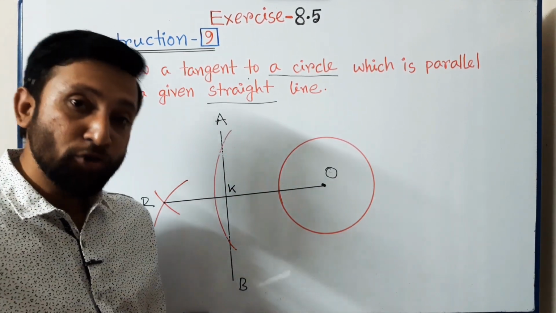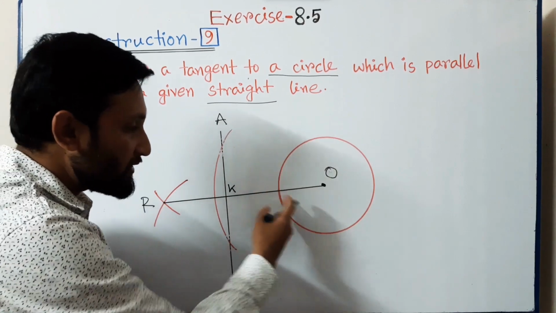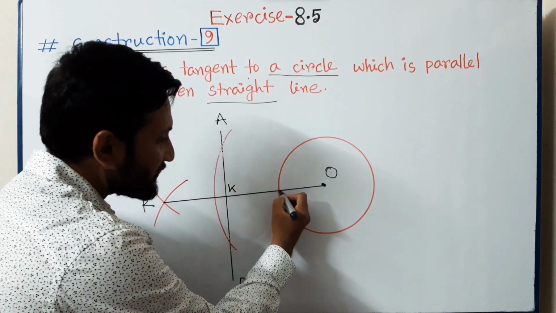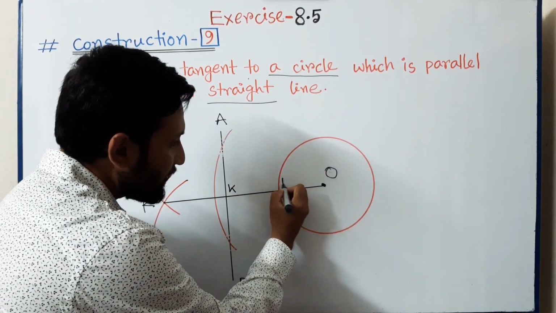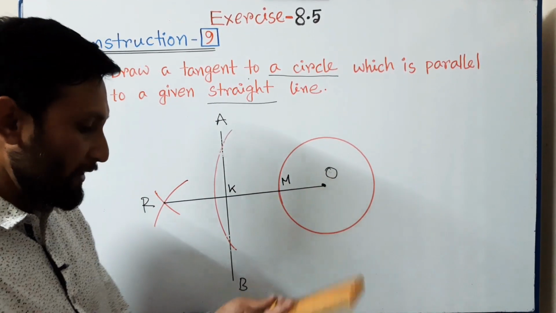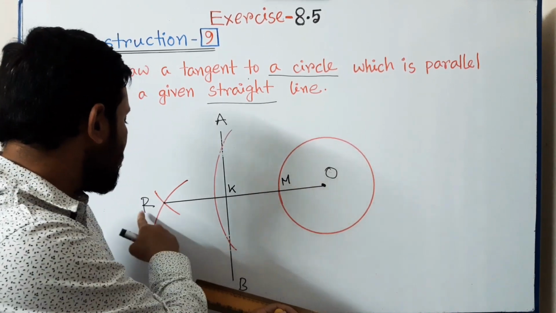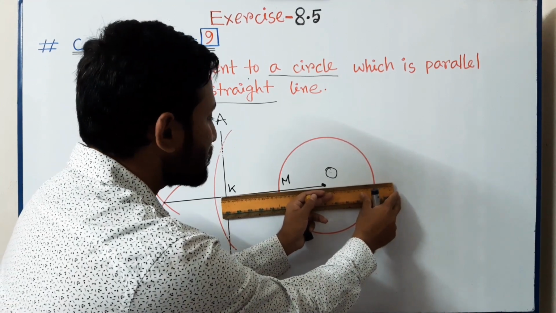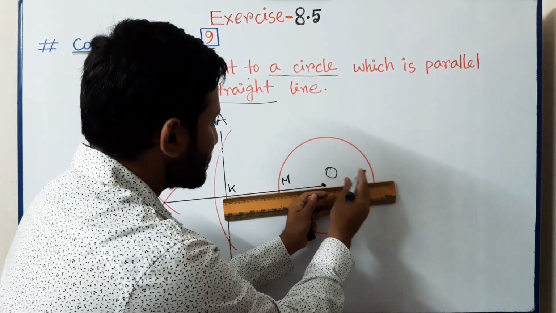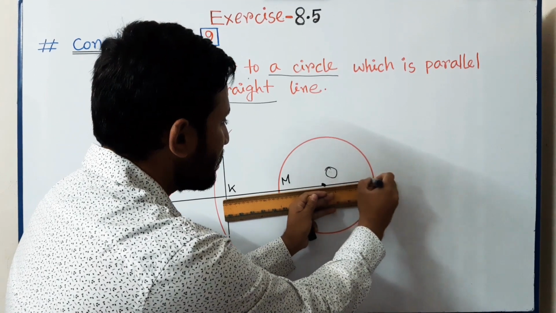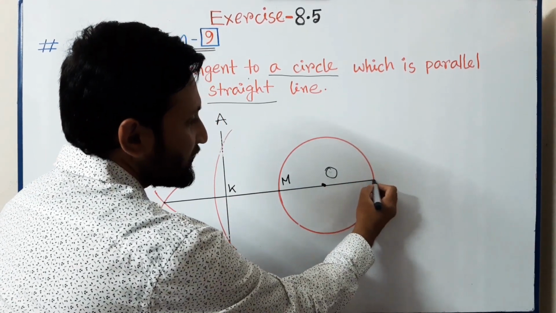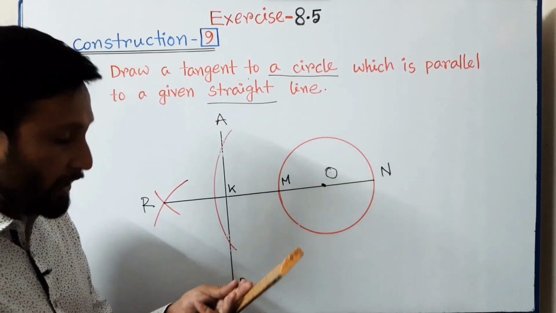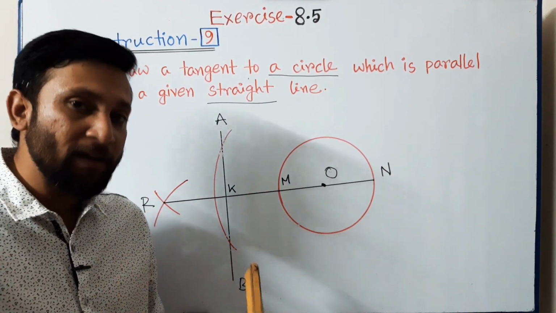Now we have to draw a tangent on this circle. So here see that this perpendicular line OR intersects the circumference of the circle at M. Now extend the perpendicular line OR up to the opposite circumference of this circle, as like that. Suppose this intersecting point is mentioned as the point N.